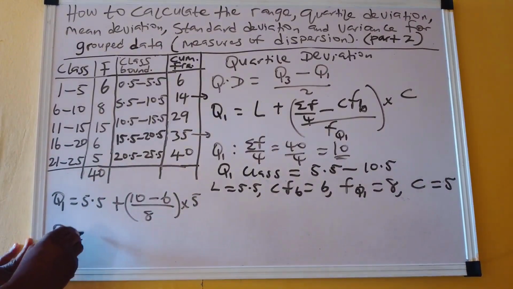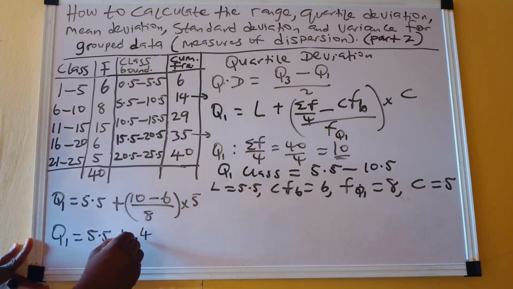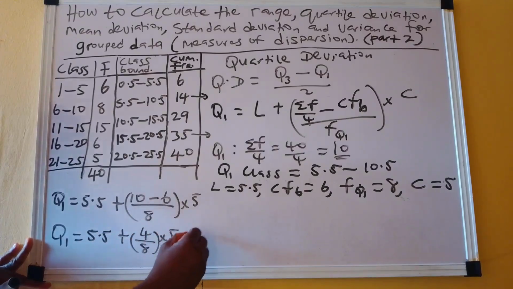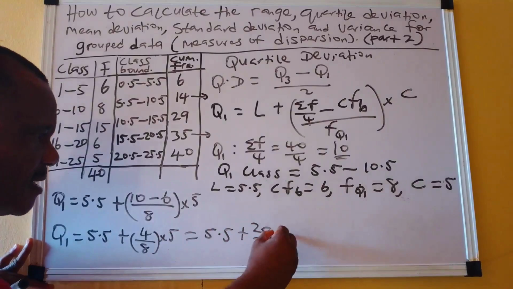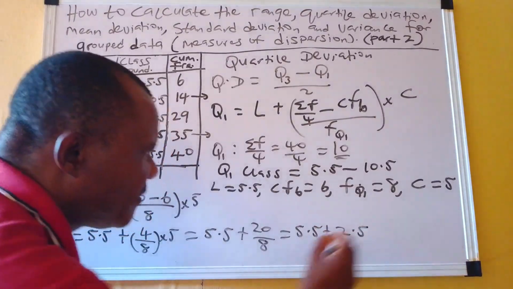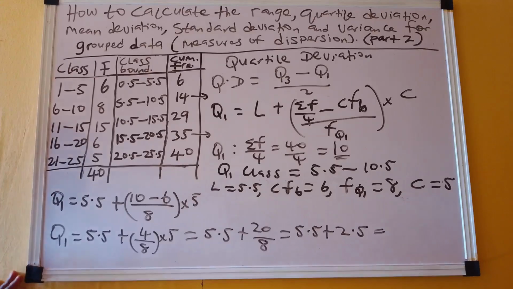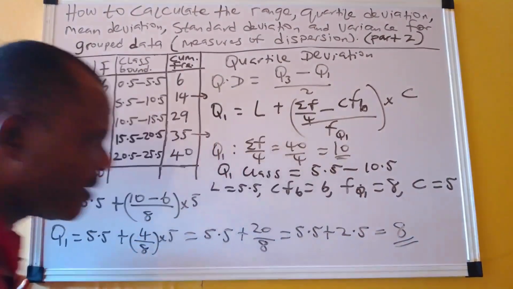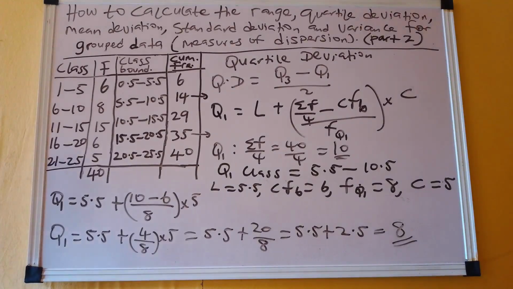So our Q1 will be equal to 5.5 plus 10 minus 6, which is 4, all over 8, times 5. So this will be 5.5 plus 4 times 5, which is 20, over 8. So this will be 5.5 plus 20 divided by 8, which is 2.5. So 5.5 plus 2.5 means that our Q1 is equal to 8. Please take note of that. Our Q1 is 8.